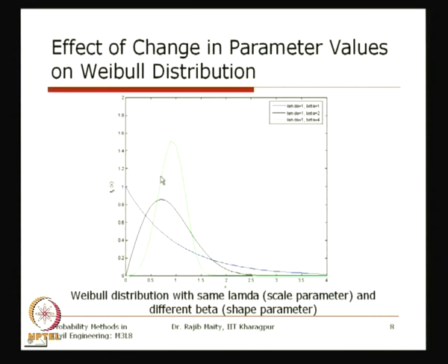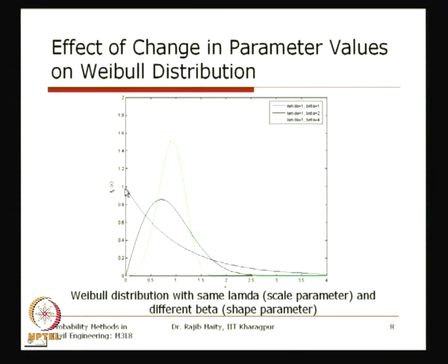The first is what we just discussed: when beta is equal to 1, irrespective of any value of lambda, it approaches the exponential distribution. So we can see here that this is an exponential distribution, and we know that at x equals 0, the value of f(x) is 1 by lambda. As we are taking lambda equals 1, at x equals 0 it comes to be 1.